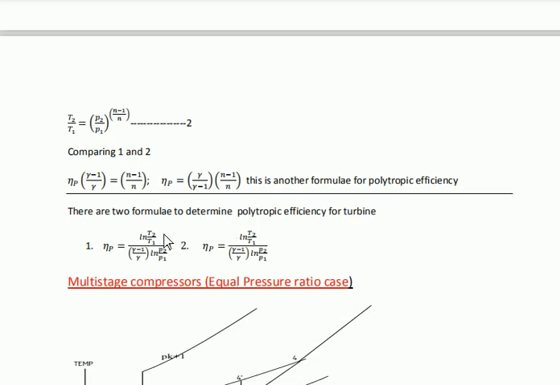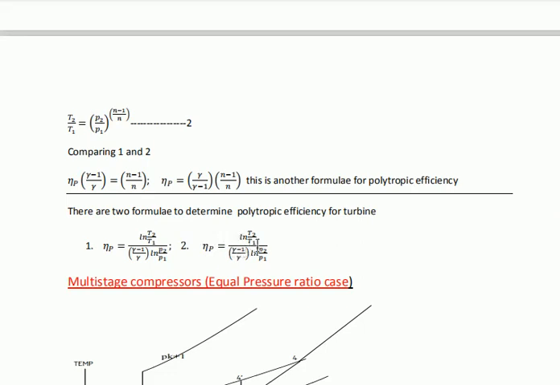So we can use two formulas to find the polytropic efficiency for the turbine. One is eta_p equal to ln(T2/T1) divided by (gamma - 1)/gamma into ln(P2/P1). If the temperature and pressure limits are given, we use this formula. If they are not given, we use the other formula, gamma/(gamma - 1) into (n - 1)/n. These two formulas are used to find the polytropic efficiency of the turbine.